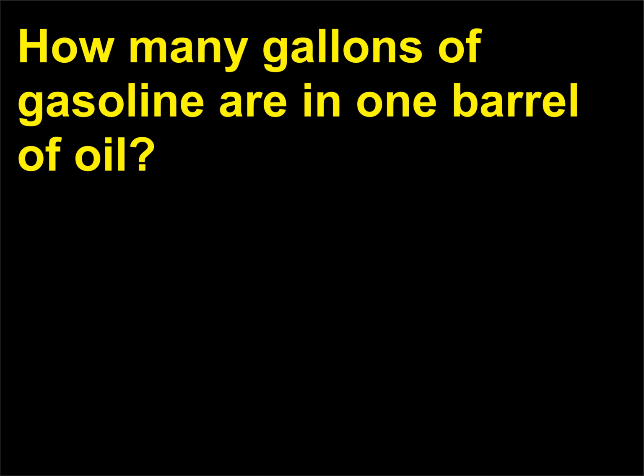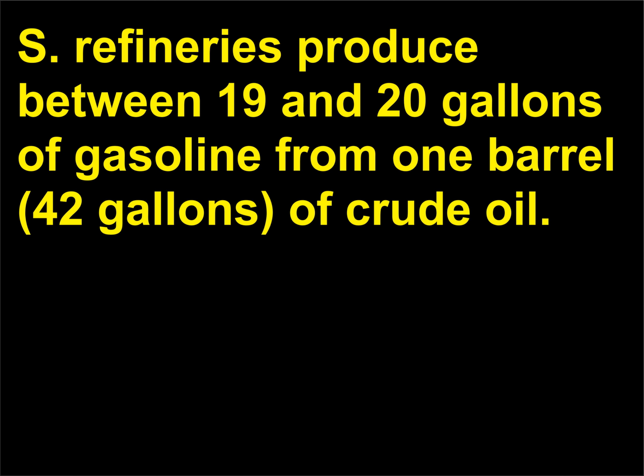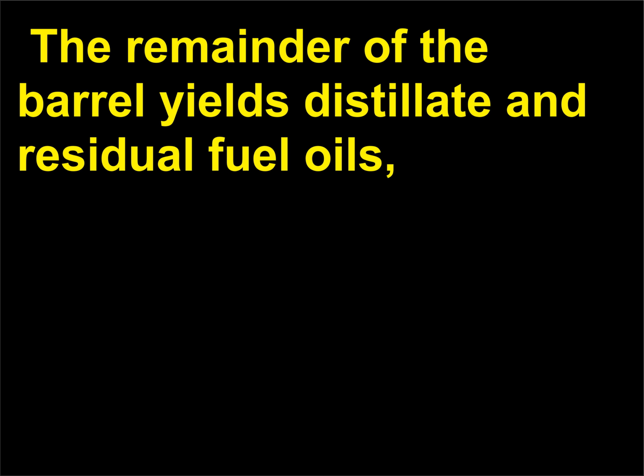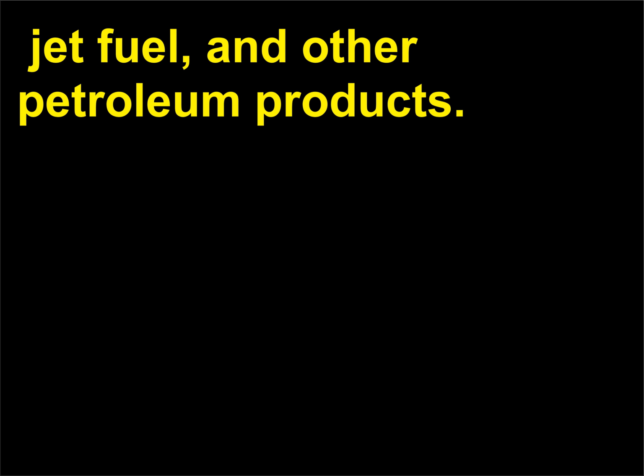How many gallons of gasoline are in 1 barrel of oil? U.S. refineries produce between 19 and 20 gallons of gasoline from 1 barrel, 42 gallons, of crude oil. The remainder of the barrel yields distillate and residual fuel oils, jet fuel, and other petroleum products.